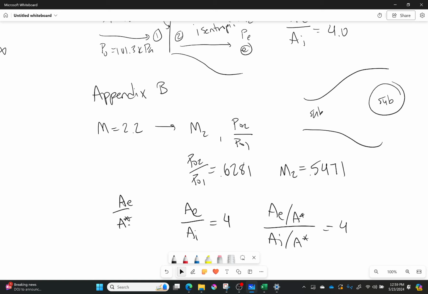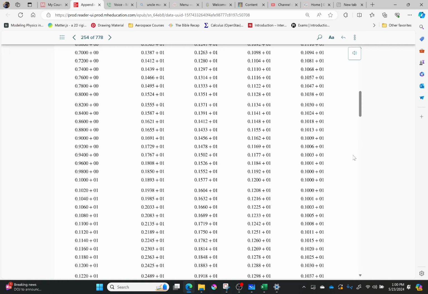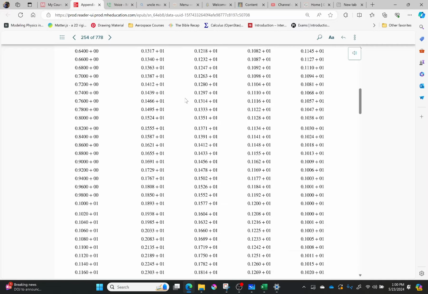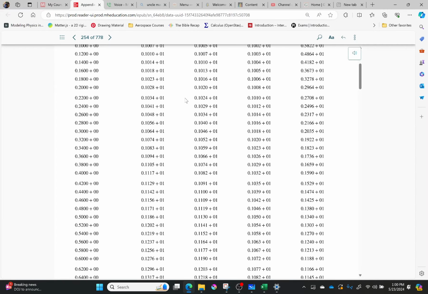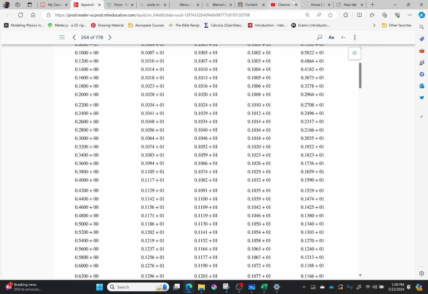Now I know my Mach number right after the shock wave, which means I can find out what AI over A star is. And if I know that, I can then find out what AE over A star is, and I can work my way through it. So what it'll kind of look like, going back to that table, is I'm going to go right to the right place for this, to make it a bit easier. I think I can get enough things in here. That works.